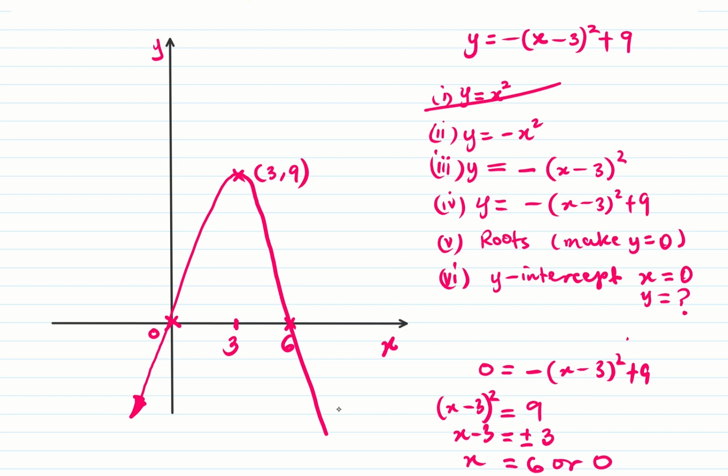This one is 0. Your exam questions will usually specify that you should label your axes. So we've labeled our x-axis. This one also is our y-axis, and that's also labeled. And we have added the maximum right there. That's the maximum.